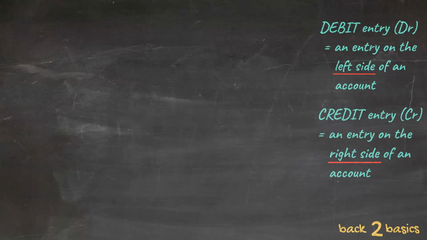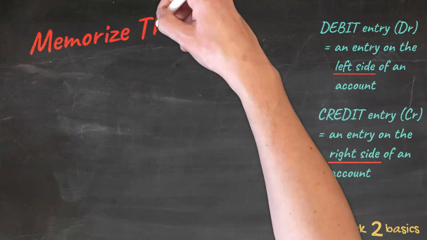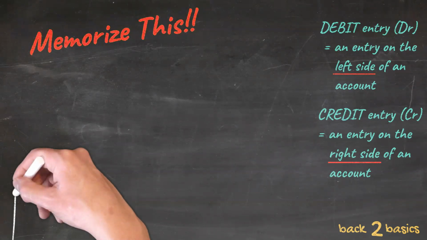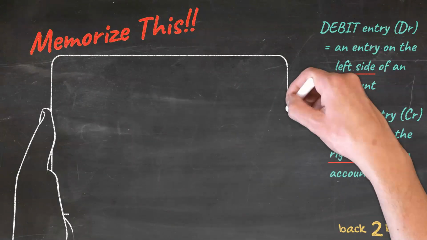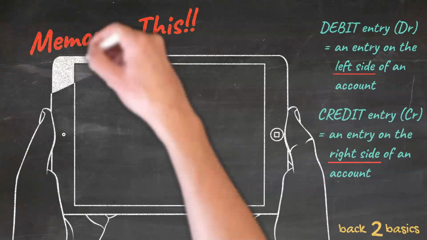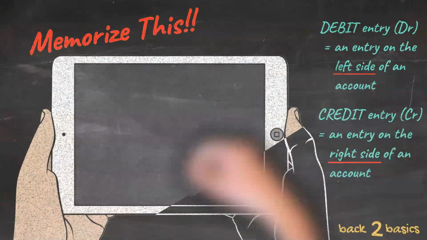To get the application of double entry correct, you need to do two things. One, make sure you know which accounts to debit and which accounts to credit. And this is something you will need to memorize. The better you know this, the easier accounting will be. Number two, make sure your total debit values equal your total credit values. It has to balance.